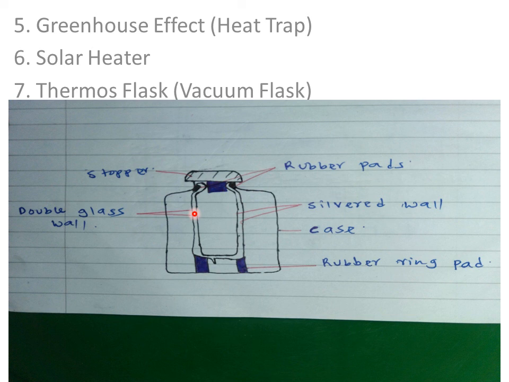Remember, if there was air, there could be heat transfer through convection or what? Currents, or even by conduction. So the purpose of the vacuum in the double walls is that it prevents heat loss by both conduction and convection.